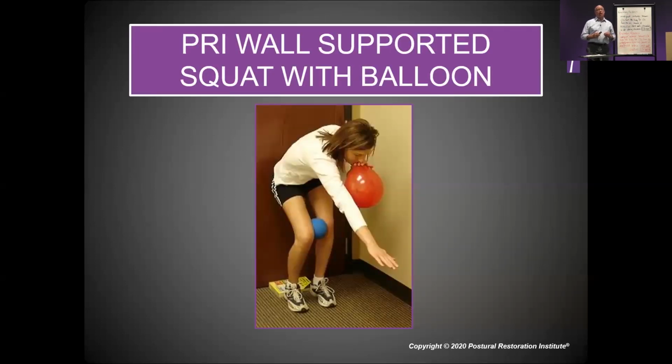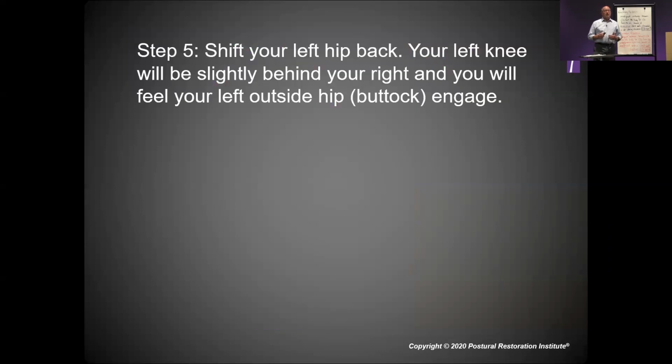The first one's called the PRI wall-supported squat with balloon. Now, we're not going to read all the steps to this, Jen, but we're going to go over a few concepts, okay? Jen, how are we doing? Doing okay for time? Okay. Jen, I'm going to take a drink of water. I want you to read the first 4 steps, if you could, for me. Just read the first 4 steps.